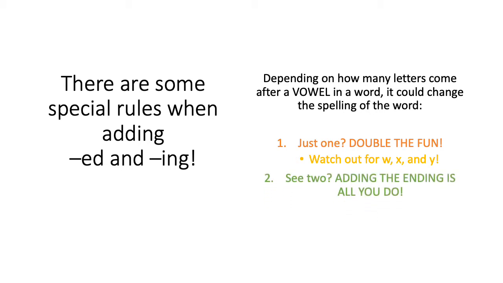Rule number 2, C2, adding the ending is all you do. If there are 2 consonants after a vowel, you do not need to change the word at all. And rule number 3 says, silent E, drop it please. If you find that there's a silent E at the end of your word, you're going to get rid of it and add your endings.